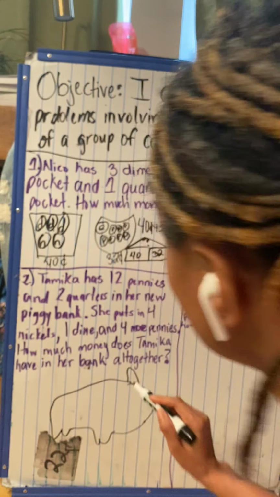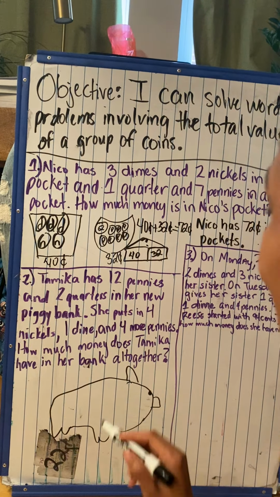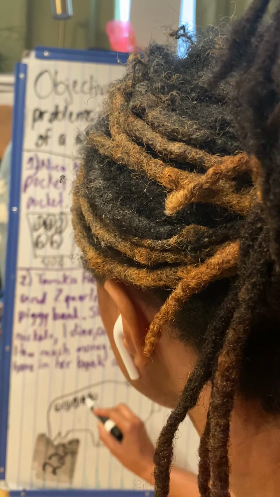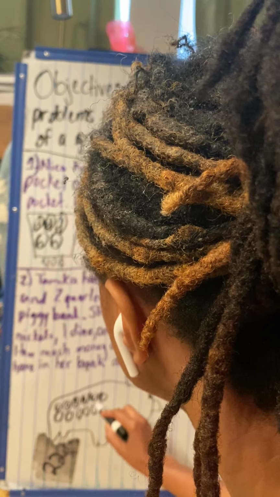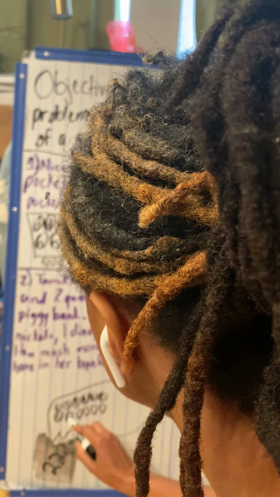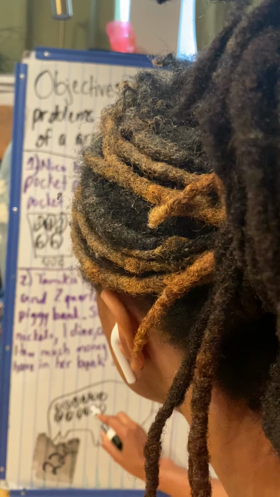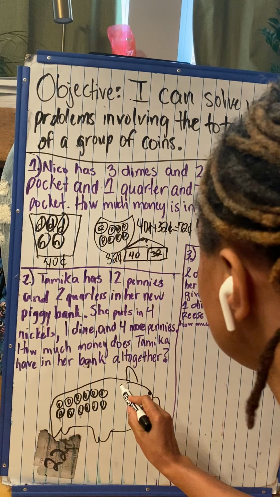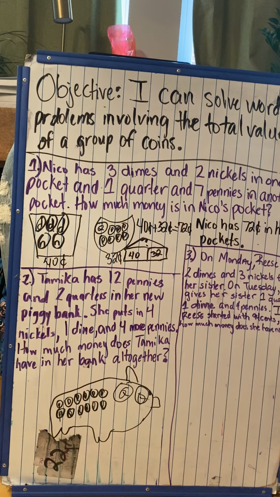All right. So here's my piggy bank. So I'm going to put 12 pennies. 1, 2, 3, 4, 5, 6, 7, 8, 9, 10, 11, 12 pennies. Put my P to represent penny. And then I'm going to draw 2 quarters. Okay.